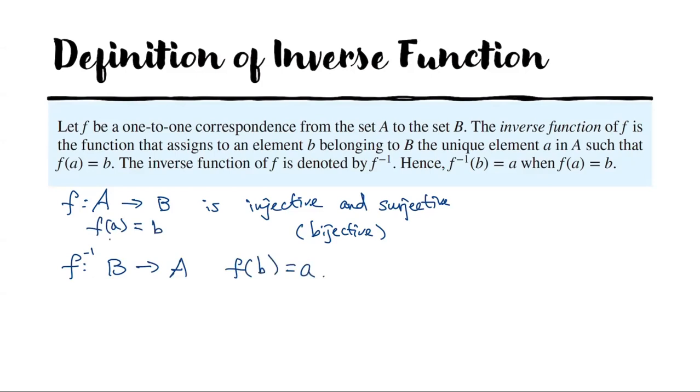Now here it says that your f is a function that assigns an element b belonging to B to a unique element in A. So your original function needs to be injective and surjective in order to find the inverse function from set B to set A. Right, so if your original function has f of a equals b, then in your inverse function, you have f of b equals a.